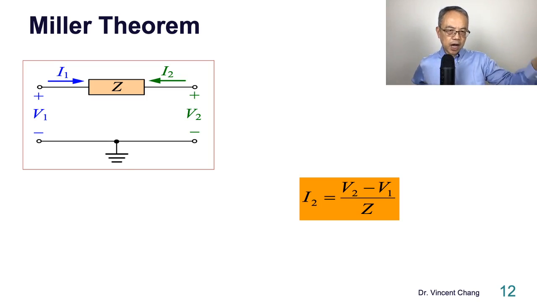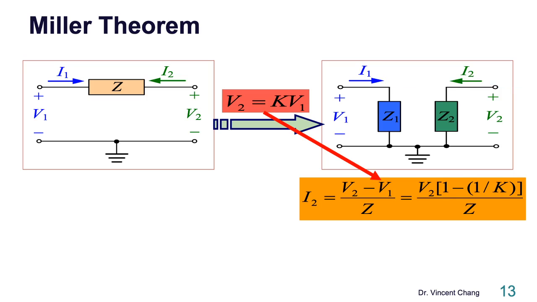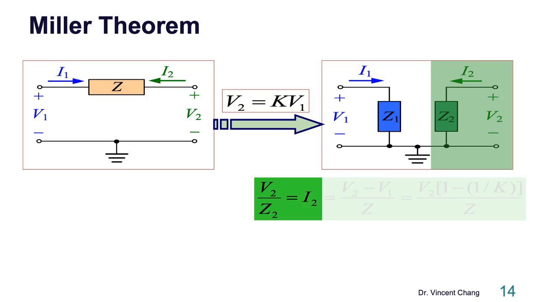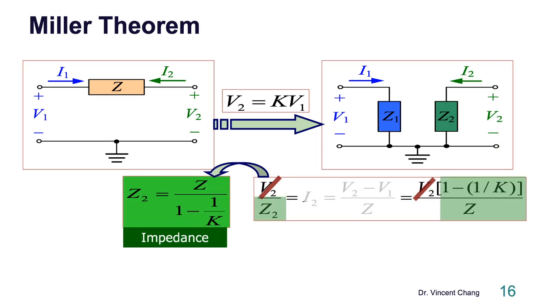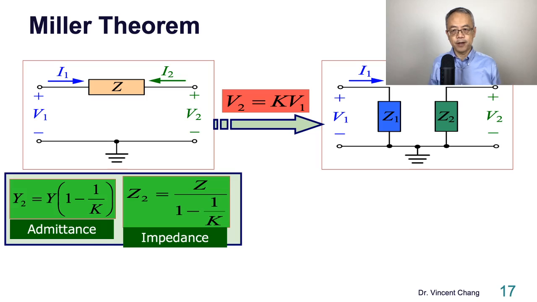Let's try to find out what about the output impedance. Based on the original circuit, I2 equals V2 minus V1 over Z. Look at the circuit on the right. If we substitute V1 by V2 over K, we can get this. I2 also equals V2 over Z2, where Z2 is the output impedance. If we cancel out these two V2, we can get the relationship between the output impedance and the original feedback impedance. It's Z divided by 1 minus 1 over K. What is K? The forward voltage transfer ratio. Okay? So I'm also showing you the impedance relationship.